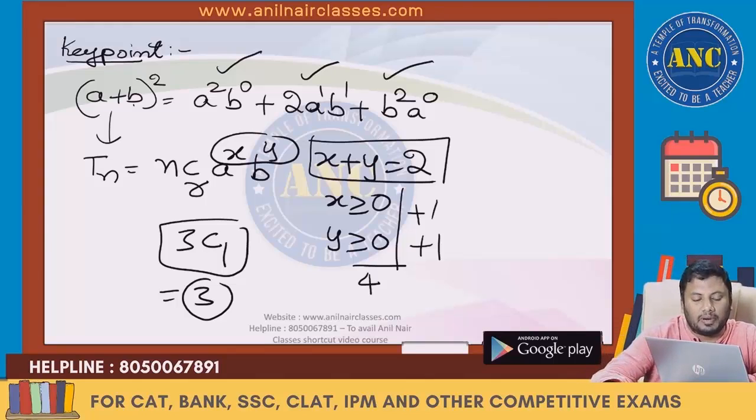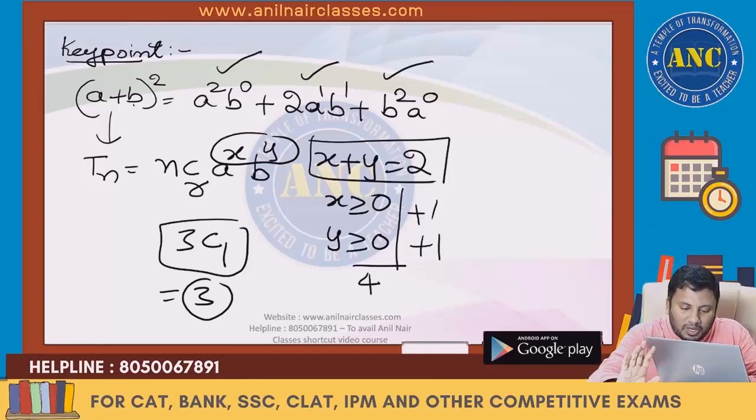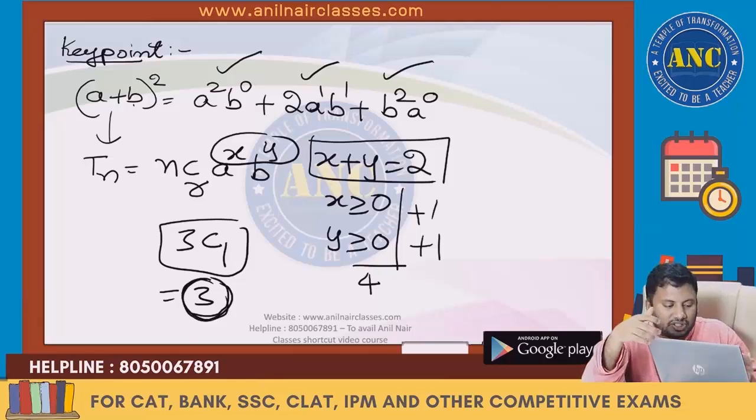Tn is nCr into a power x b power y. The sum of the powers equals the power: x plus y equals 2, x greater than or equal to 0, y greater than or equal to 0. So add 1, 1. 2 plus 2, 4. 4 means it is 3C1. 3 is the number of distinct terms.